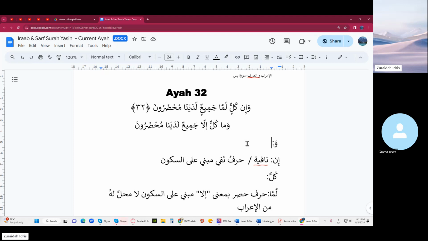Yes, it can be istinaf. Yeah, it can also be atifa. There were two i'rabs that I found, but the more popular one is actually atifa.